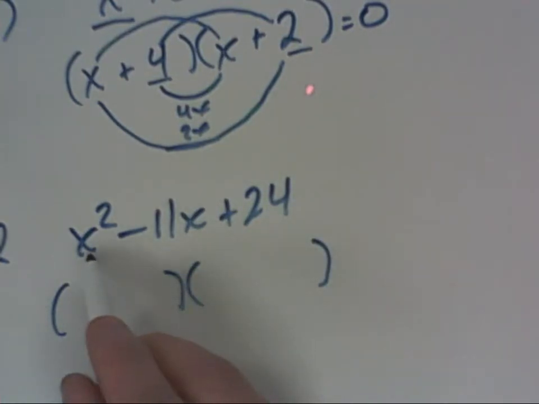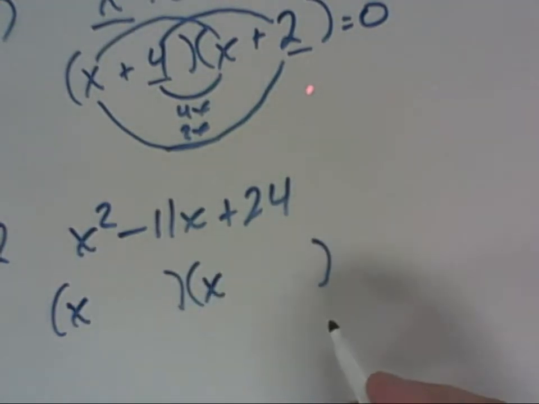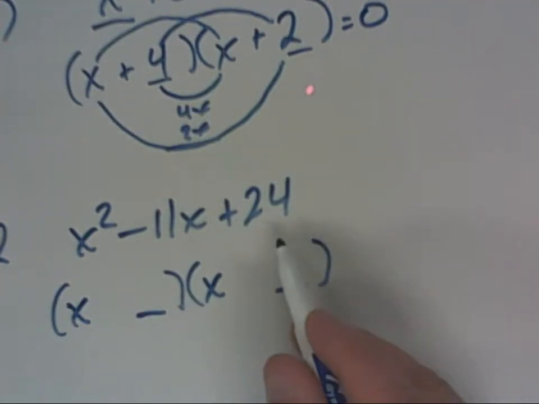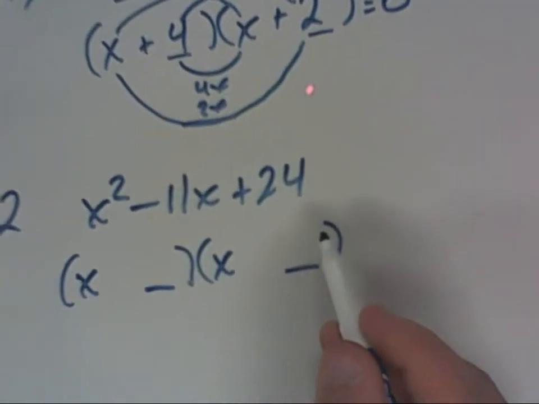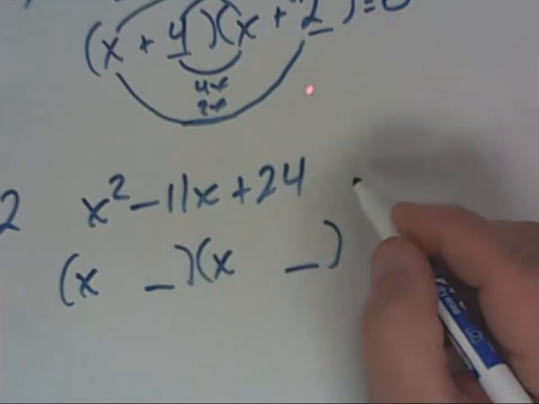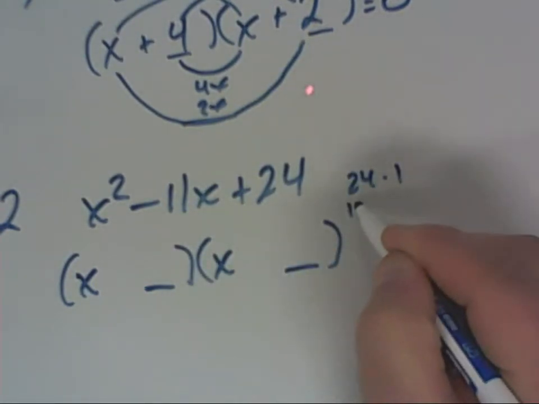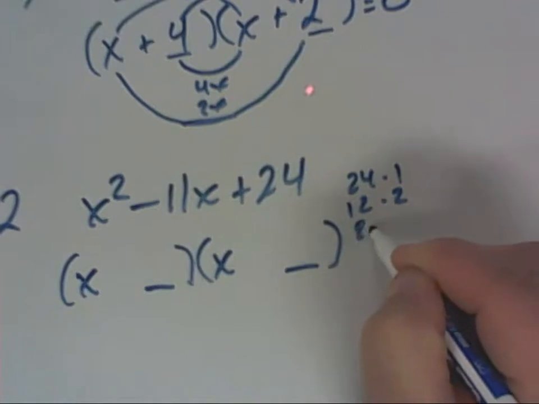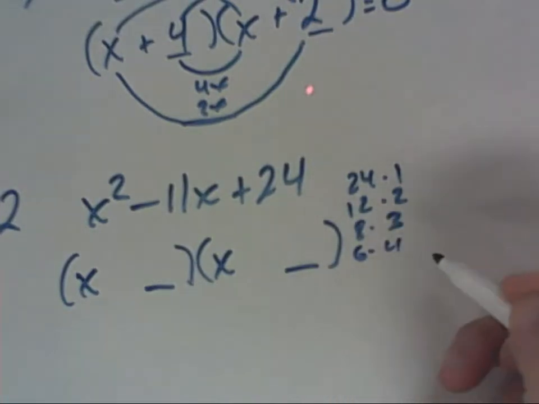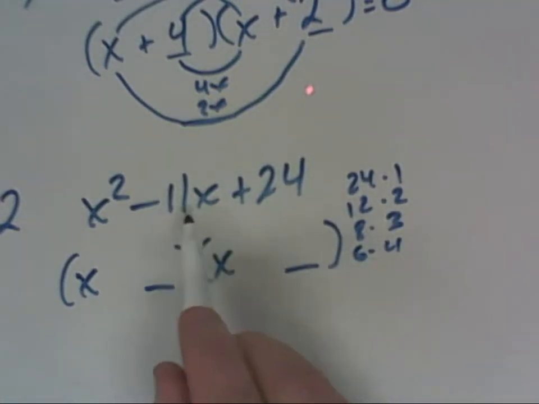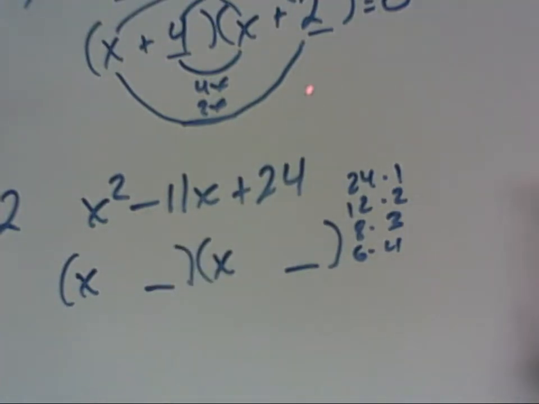I need something that gives me x squared. So just like before, it's going to be an x and an x. That's the only thing that when I multiply them together gives me x squared. Then I want something, my last two terms, that when I multiply them together gives me 24. And so the only thing that gives me 24, well, there's 24 and 1, there's 12 and 2, there's 8 and 3, there's 6 and 4. But I'm trying to find something that will eventually add up to a negative 11.